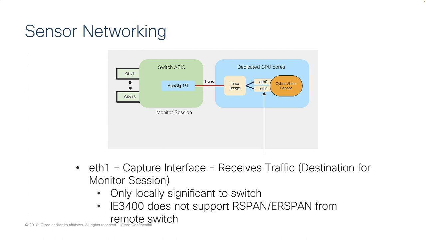The big piece here, though, is that the capture interface is only significant to the switch itself. In other words, the monitor session needs to be able to send traffic to it, but it doesn't need to be reachable outside the switch itself. And it is important to call out that on the IE3400s and IE3300s, we do not support the ability to send RSPAN or ERSPAN from external switches into the IE3400 or IE3300 itself. So this really is designed for capturing traffic that is local to the switch, or for end devices that are connecting directly to the switch itself.